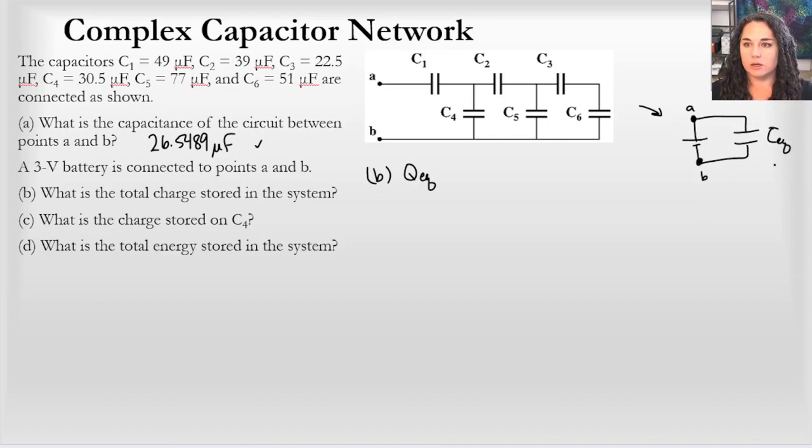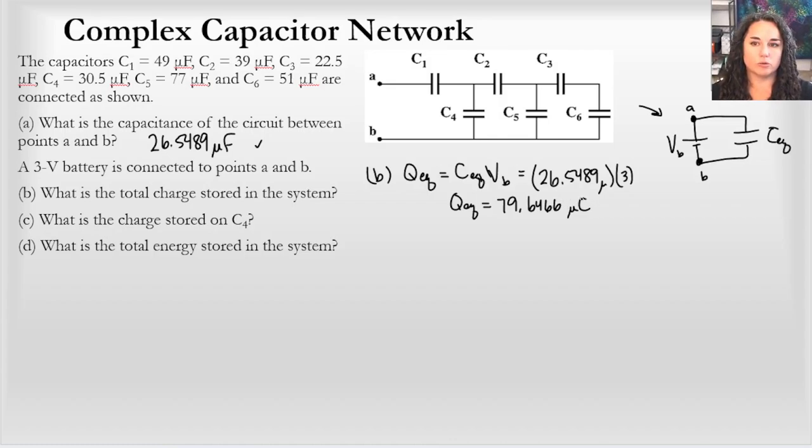And notice that Q equivalent is going to be C equivalent times the voltage across that equivalent capacitor, which is actually the voltage across the battery here. So I can multiply those things together, 26.5489 micros, remember that's micros, and then my voltage here is 3 volts. So Q equivalent for this circuit is going to be 79.6466 microcoulombs. We got microcoulombs there, okay?